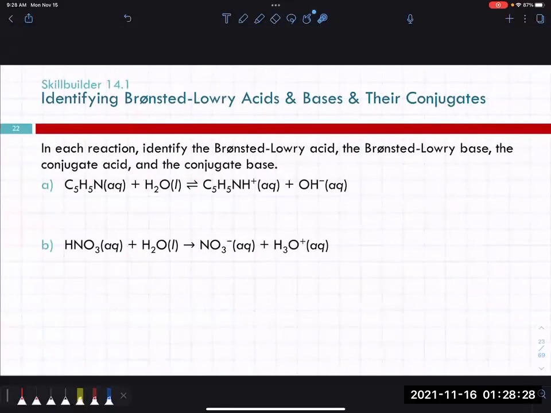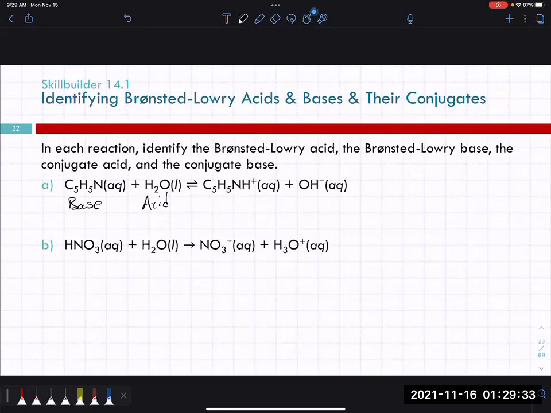Okay, for these reactions, let's identify these acid-base pairs. In this first one, we've got C5H5N and H2O. One of the easiest ways to identify what's going on is to look at the reactant side versus the product side. C5H5N has gained a proton, and water has lost a proton. A proton donor is an acid, so water lost a proton, so this is our acid. And if water is the acid, that means the C5H5N is our base.